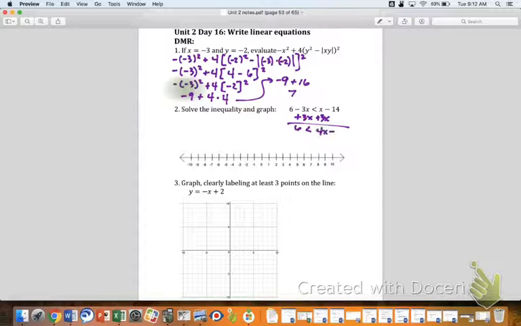What would I do from here if I wanted to get the x all the way by itself? I would add 14. So adding 14 to both sides gives me 20. 20 is less than 4x. And then, of course, my final step would be to divide both sides by 4. And that would give me 5 is less than x.